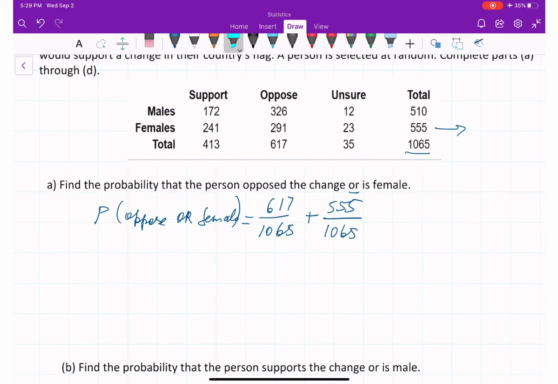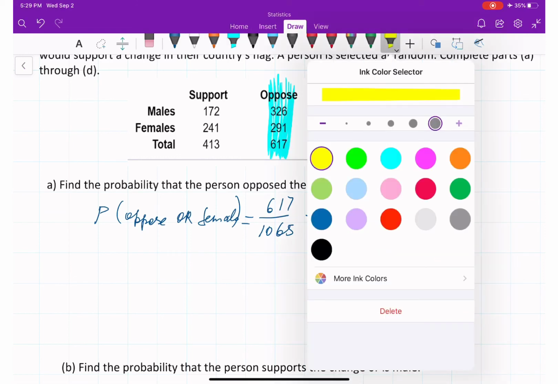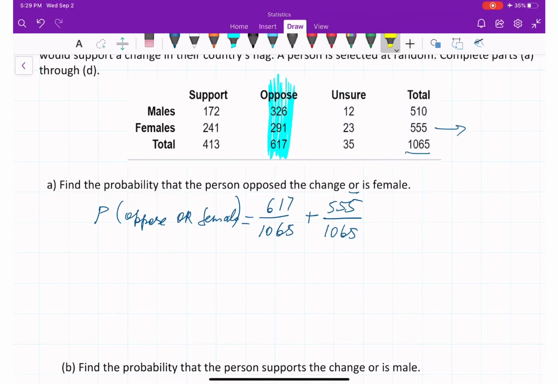Now, if oppose goes vertically, yes, and female goes horizontally, you see 291 is the intersection, so we need to subtract because 291 is duplicating because it counted in oppose and in female. So over 1065, it's going to be 0.827.